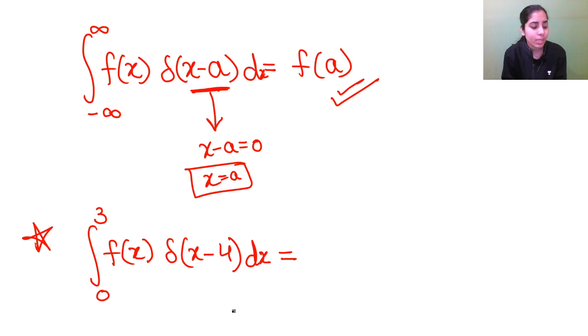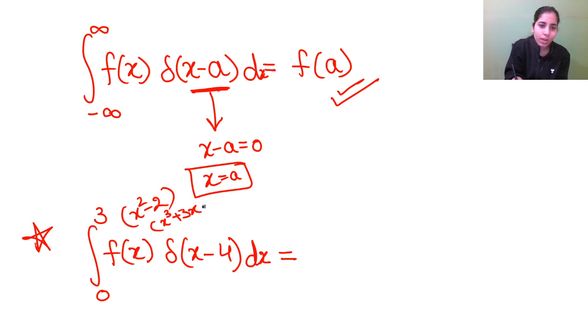Okay, one answer is there. Very good. f(x) can be any function of x. It can be x square minus 2, x cube plus 3x, or even sine or cos or anything. That's not going to affect this property. But right now, in the general case, what value will you get? Do you know about that?